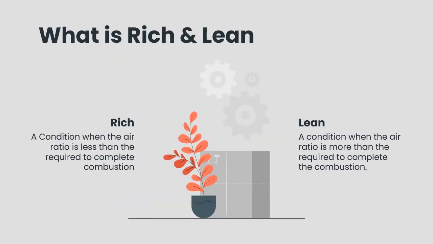So we've been talking about these rich and lean configurations, but do you know what those terms mean? A rich configuration is a condition when the air ratio is less than what is required for complete combustion inside the engine. And a lean configuration is a condition when the air ratio is more than what is required for complete combustion in the engine.